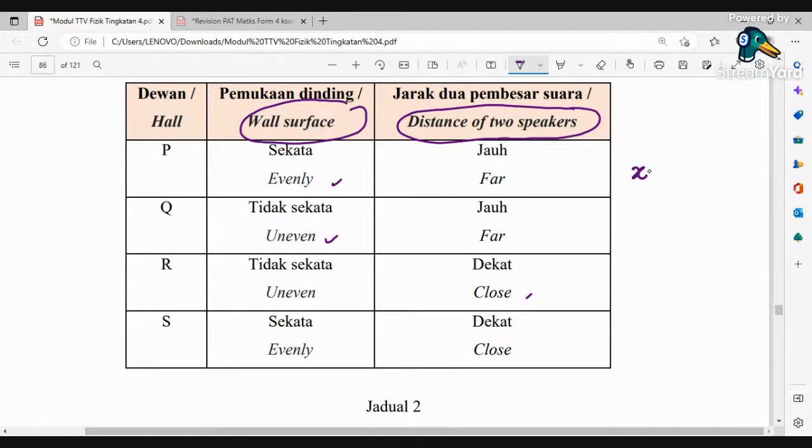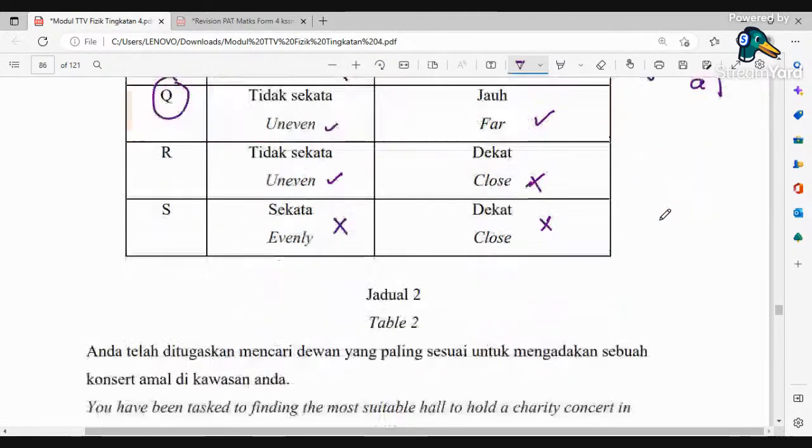Okay, something like that. Distance between speakers, we look at x equals to d lambda over 8. Okay, to produce loud and clear sound, we want to produce more constructive interference. More constructive means x is smaller. So how to reduce x? Increase distance between two speakers. a is distance between two speakers. So we should choose 4. So I don't want even, I will choose uneven. I want 4, I don't want 3. So from here I can see Q is the best one, all Q.